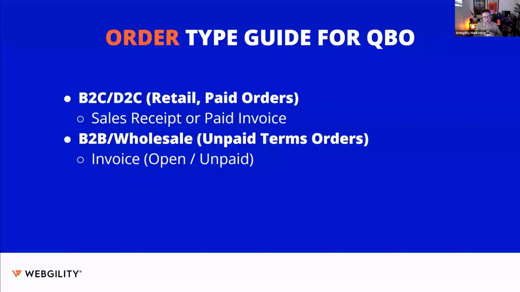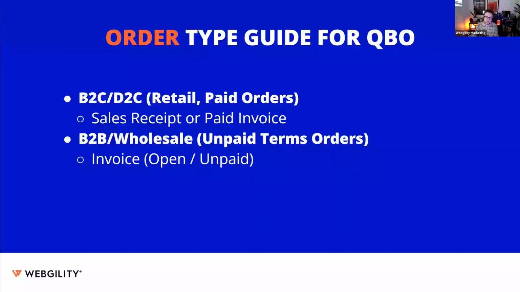So starting off, we'll talk through the order types. We did a session about a month ago on order types specifically, and all the order types, how they're handled within Webgility. From an e-commerce standpoint and an ease of setup standpoint, we've basically bifurcated it into two different categories, right? For the direct to consumer or business to consumer type businesses, we generally recommend that you use something like sales receipt or paid invoice.